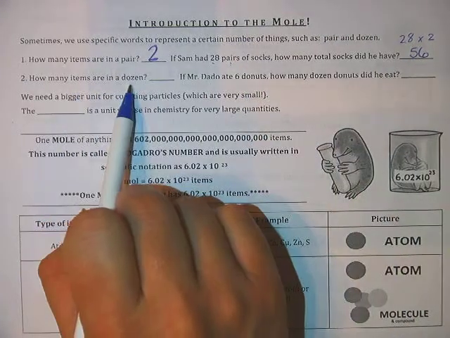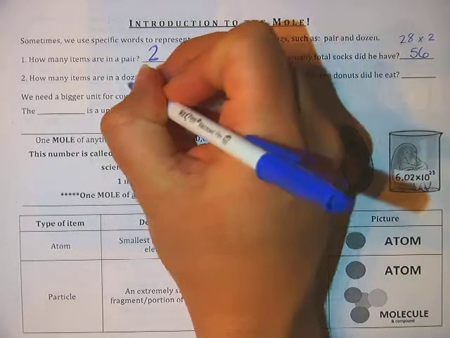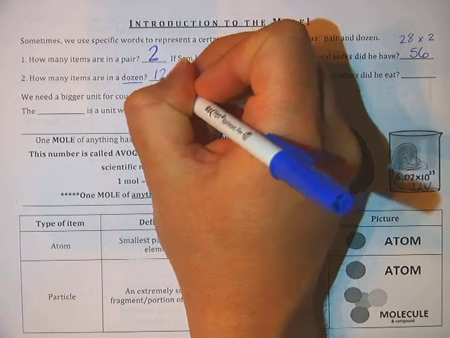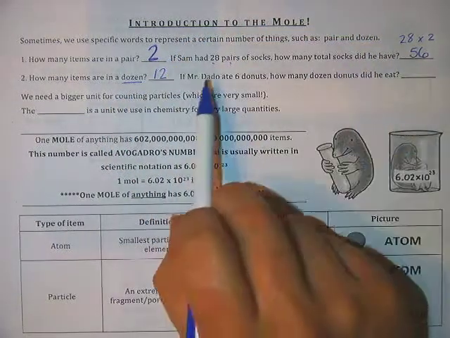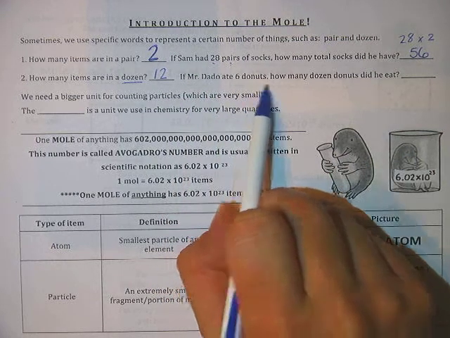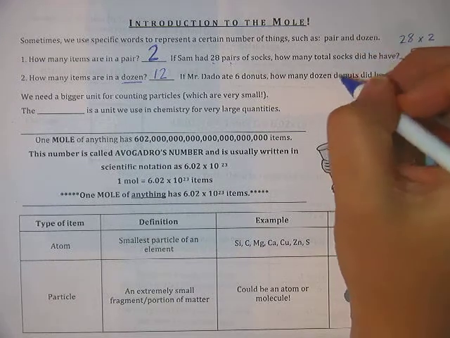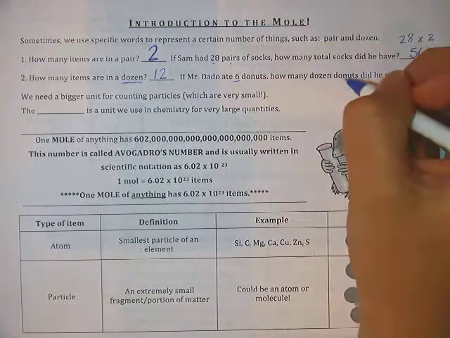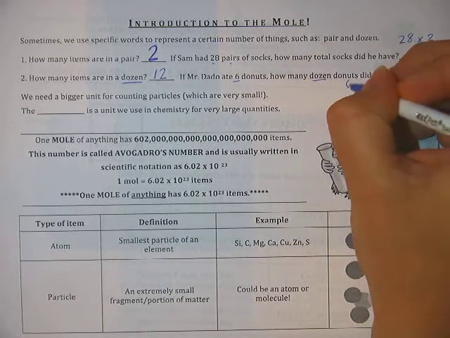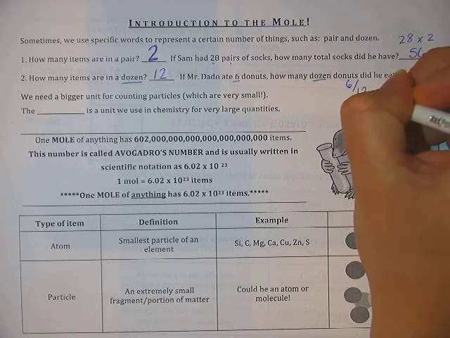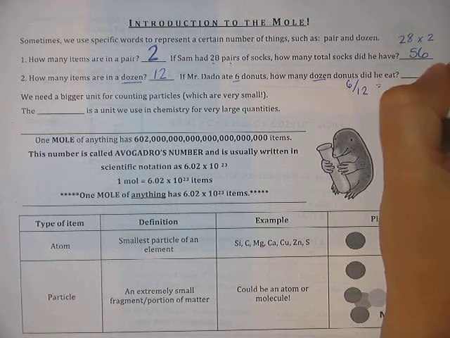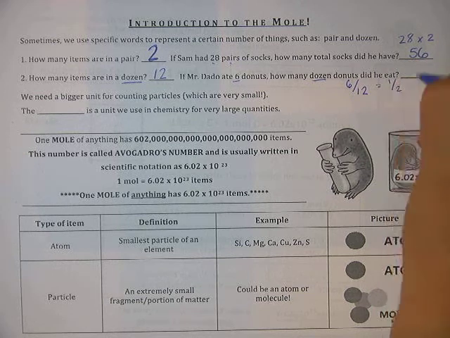Or how many items are in a dozen? The word dozen probably makes you think of 12. If Mr. Dado ate 6 donuts, how many dozen donuts did he eat? Well, he eats 6. Each dozen is 12. So 6 out of 12, that is a half dozen donuts.